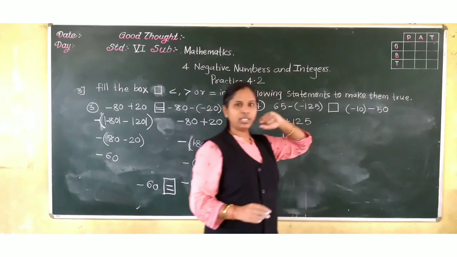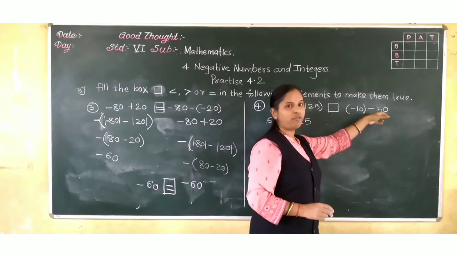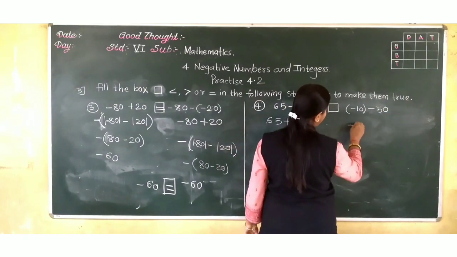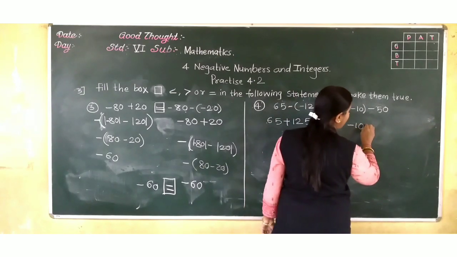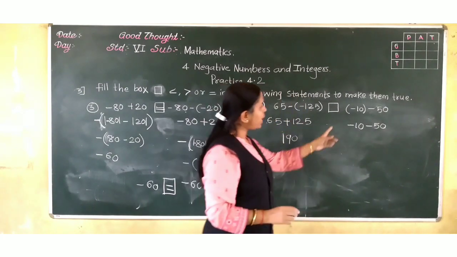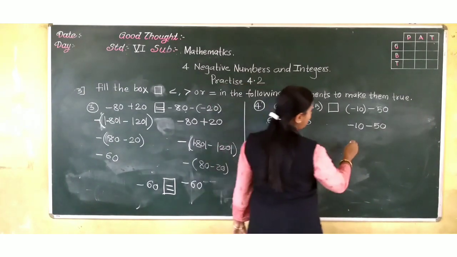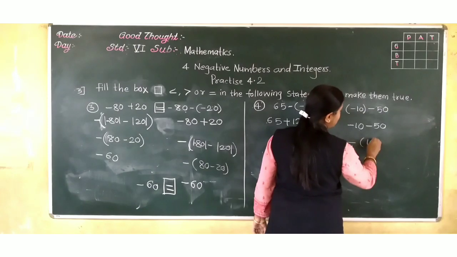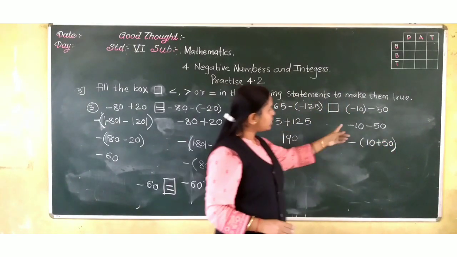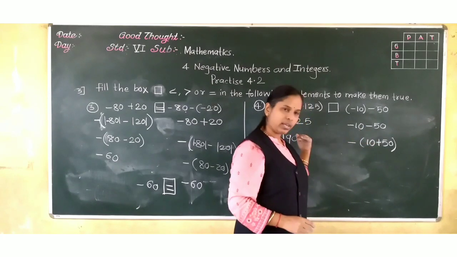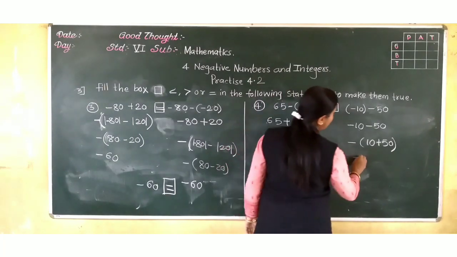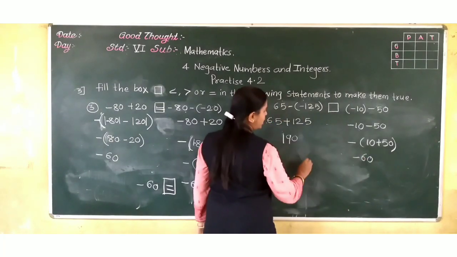Now let us see here what. Here also subtraction is there. So take the additive inverse of 50. What is the additive inverse of 50? It will be minus 50. Correct? Now both having minus sign. So take minus outside. Inside 10 plus 50 will remain. Correct? As both signs are common, I have taken it outside. Inside plus it will be there. So minus 60.